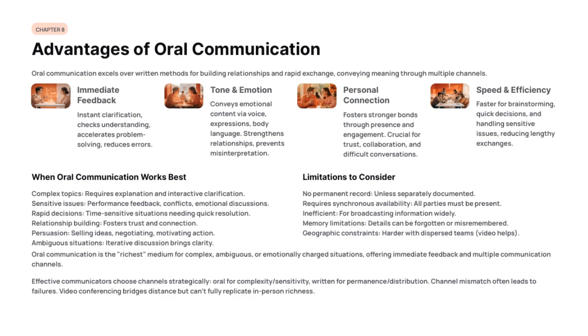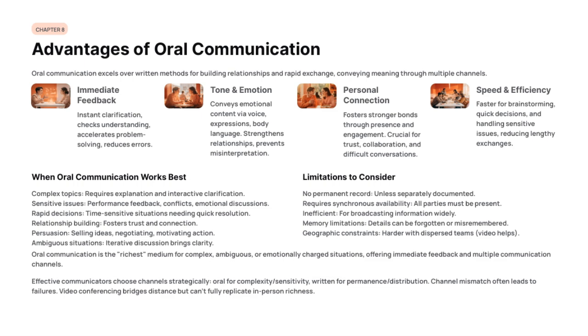But it's important to remember that oral messages are not automatically recorded unless explicitly documented, and synchronous availability is required, meaning everyone needs to be present at the same time. Oral communication can be inefficient for broadcasting information broadly, especially when the same message needs to reach many people. Plus, there are memory limitations. Details can be forgotten or misremembered over time. Geographic constraints can also pose a challenge, but video conferencing helps to some extent by connecting dispersed teams.